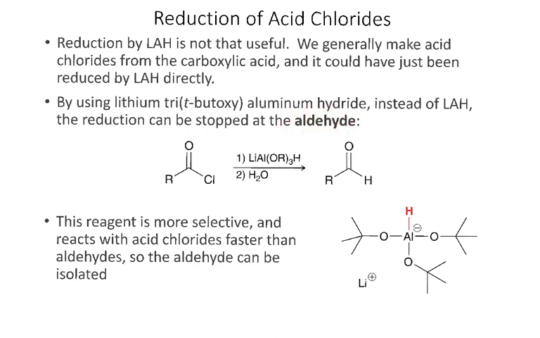So when I use lithium aluminum hydride on a carboxylic acid or an acid chloride, I'm going to go straight to the primary alcohol, and I can't stop at the aldehyde. But if I convert the carboxylic acid into an acid chloride and then react it with the lithium tri-tert-butoxyaluminum hydride, then I can stop at the aldehyde.